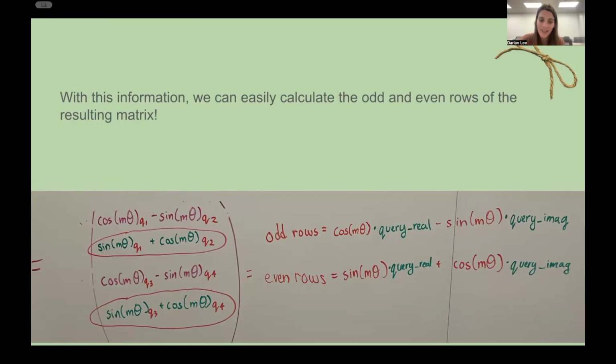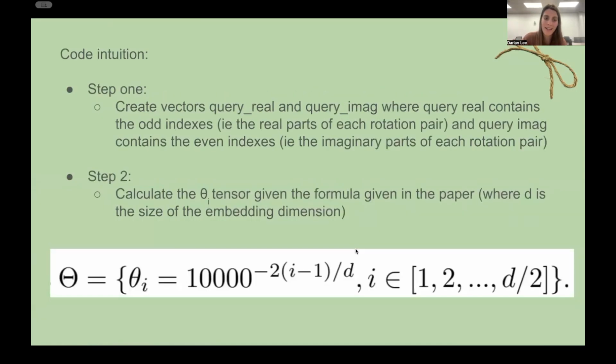So this is kind of the intuition of the end goal for what we're going to want to accomplish in code. Breaking this up into parts. Step one is we're going to have to create this query real and query imaginary vectors, where it's just going to be the odd and even indexes of the dimensions in the query.